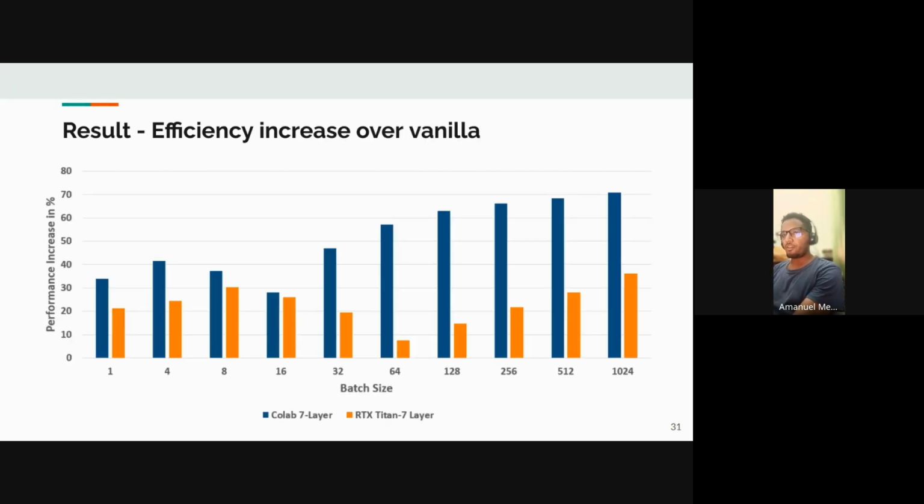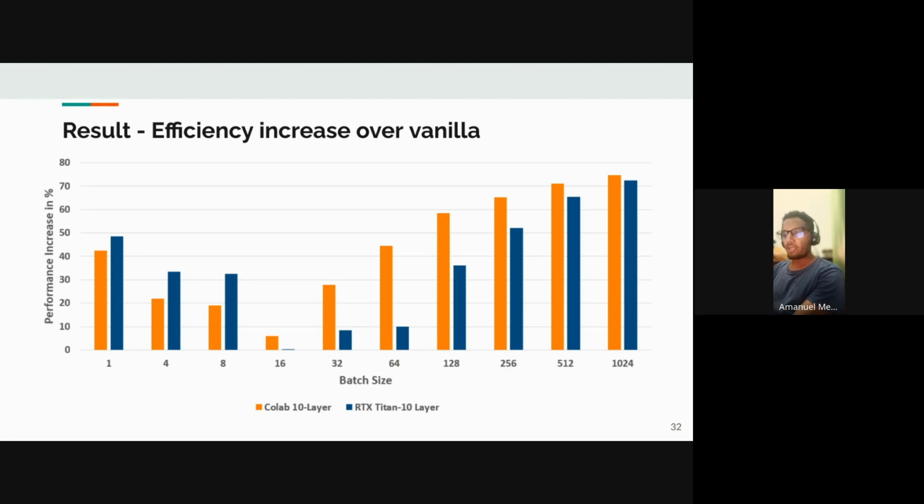This is on a graph, assuming that the vanilla is 0% in terms of efficiency, that's the baseline, and over that, when you use Colab Pro, this is for 7 layers. As you can see, with different batch sizes, you get different results. Around 16, somehow, the efficiency difference gets lower. But as you increase the number of batches, generally you get better for cheaper GPUs, and for expensive GPUs, it also increases, but not that much.